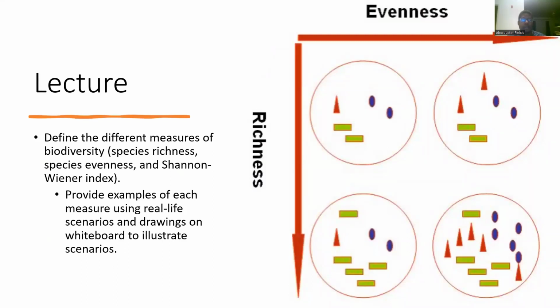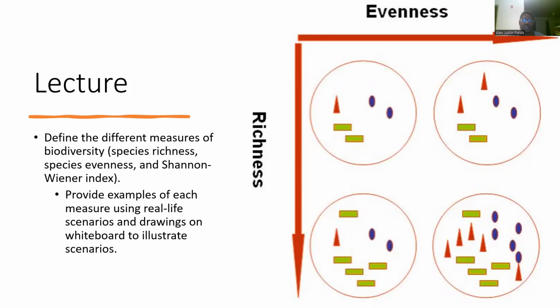Next, I'm going to give a rather quick lecture on the measures of biodiversity, which is species richness, species evenness, and the Shannon-Weiner index. These are pretty simple ways to look at biodiversity, and figures like the one you see on the screen now are the ways I will help communicate what these are. And I'll also be giving real life examples to the students to give them an idea of how this looks in nature.